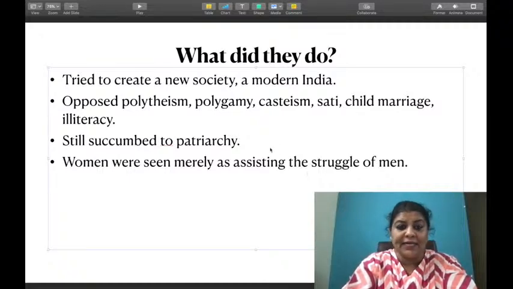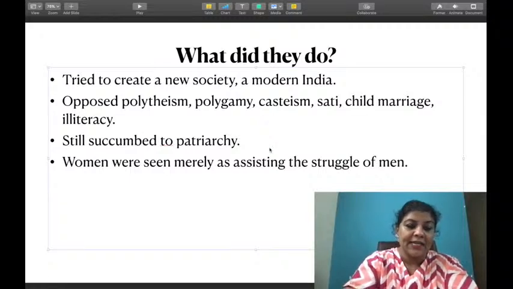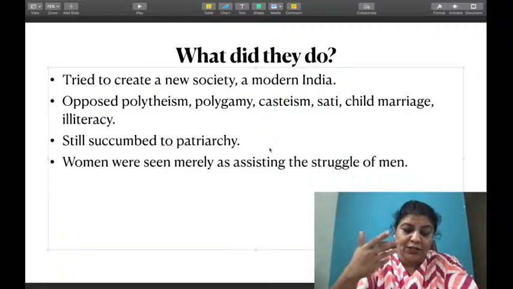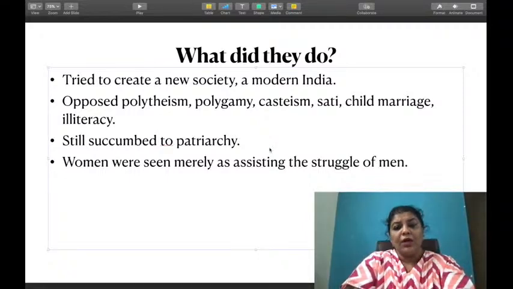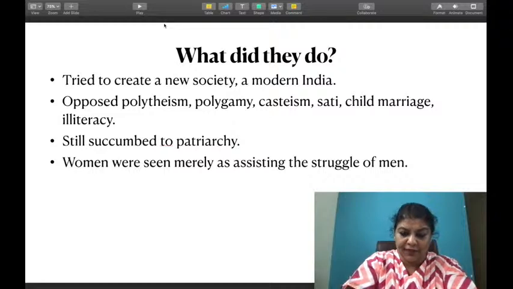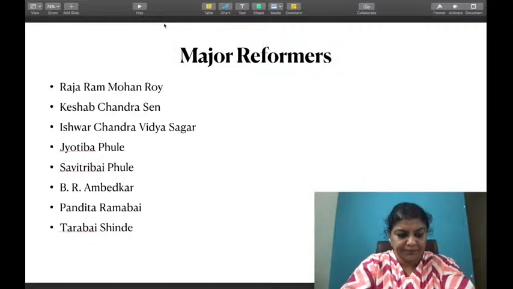The women leaders at this time did not question patriarchal values, and they did not want a new change in gender relations. So the aim was only to avoid oppression, to put an end to oppression. Did you understand, guys? So that is the tendency of the pre-independence period.